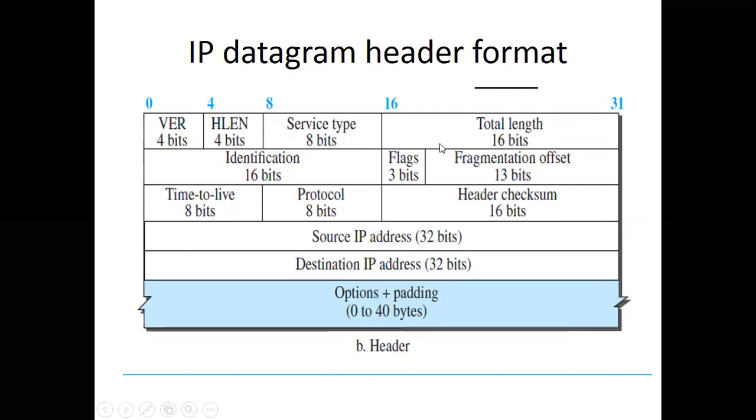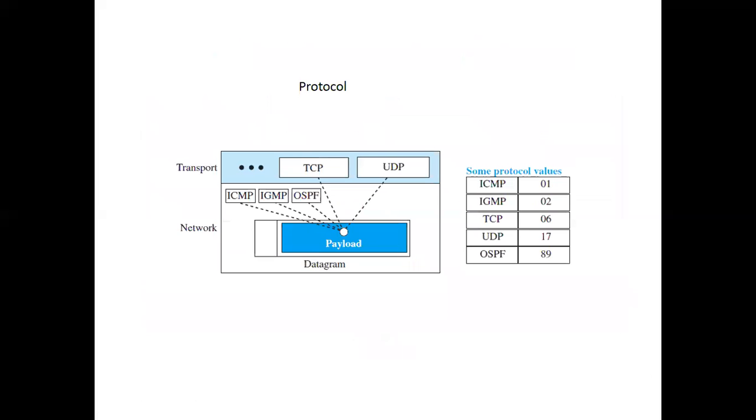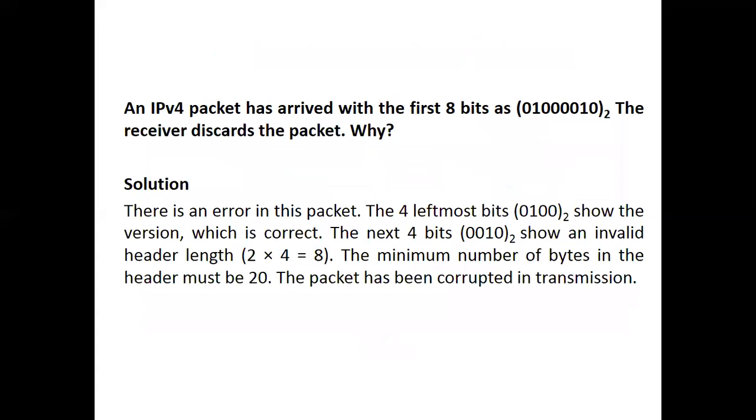We already saw that there are 5 four-byte words, which make 20 bytes, and the options are 40 bytes. So overall, from 0 to 60 bytes capacity is available for the IP datagram header. The total length field carries the actual data length along with this header and the options of the IP datagram. With this specification, the overall IP datagram header format can be written.